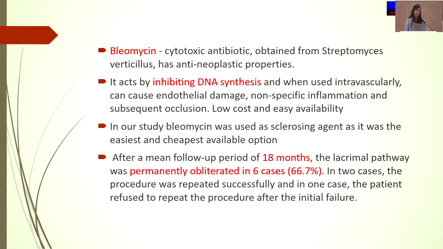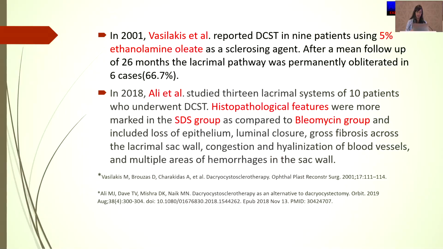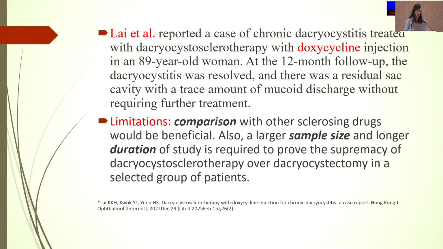After a mean follow-up period of 18 months, the lacrimal pathway was permanently obliterated in 6 cases. A similar study was done by Vasilakis et al., who used 5% ethanolamine oleate. Ali et al. used STS and bleomycin and studied the histopathological features. Lai et al. used injection doxycycline in an 89-year-old woman, and also had an effective result.